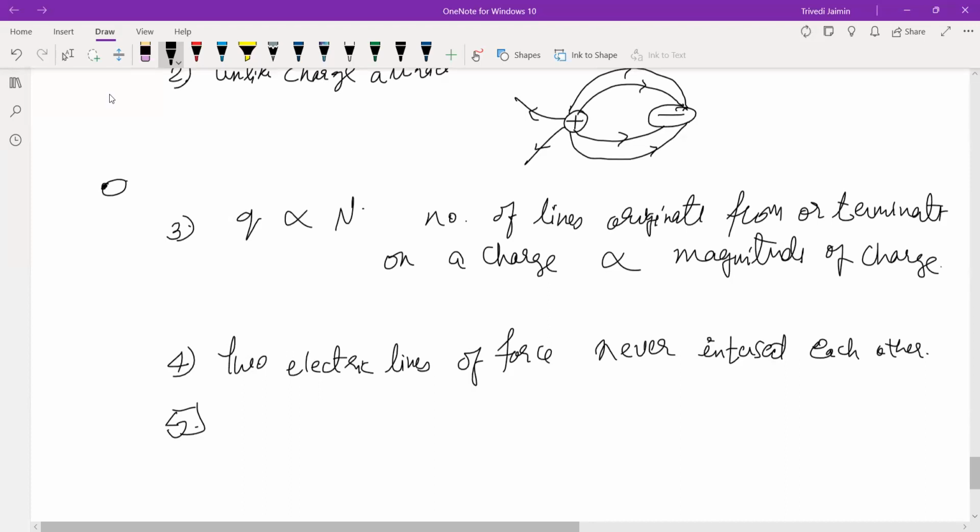Suppose this is an electric field line. It's going in this direction, and if it is crossing, so if I draw a tangent here, one tangent will show this direction, one tangent will show this direction. So this is not possible. Both directions are not possible at a point. It can change direction multiple times, that's not our problem. But at a point, there should be only one direction.